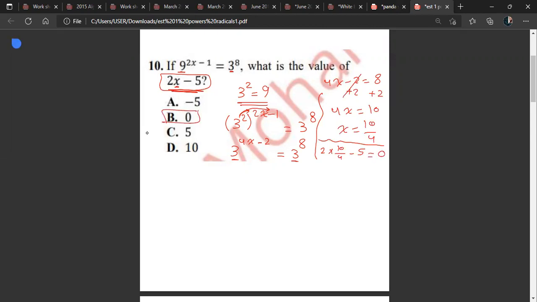Clear, Yasmin? So when you solve an EST exam, this is in Egypt, take care about the required. Not all the time does he ask about x; sometimes he makes a problem in the required. Okay, let's complete.